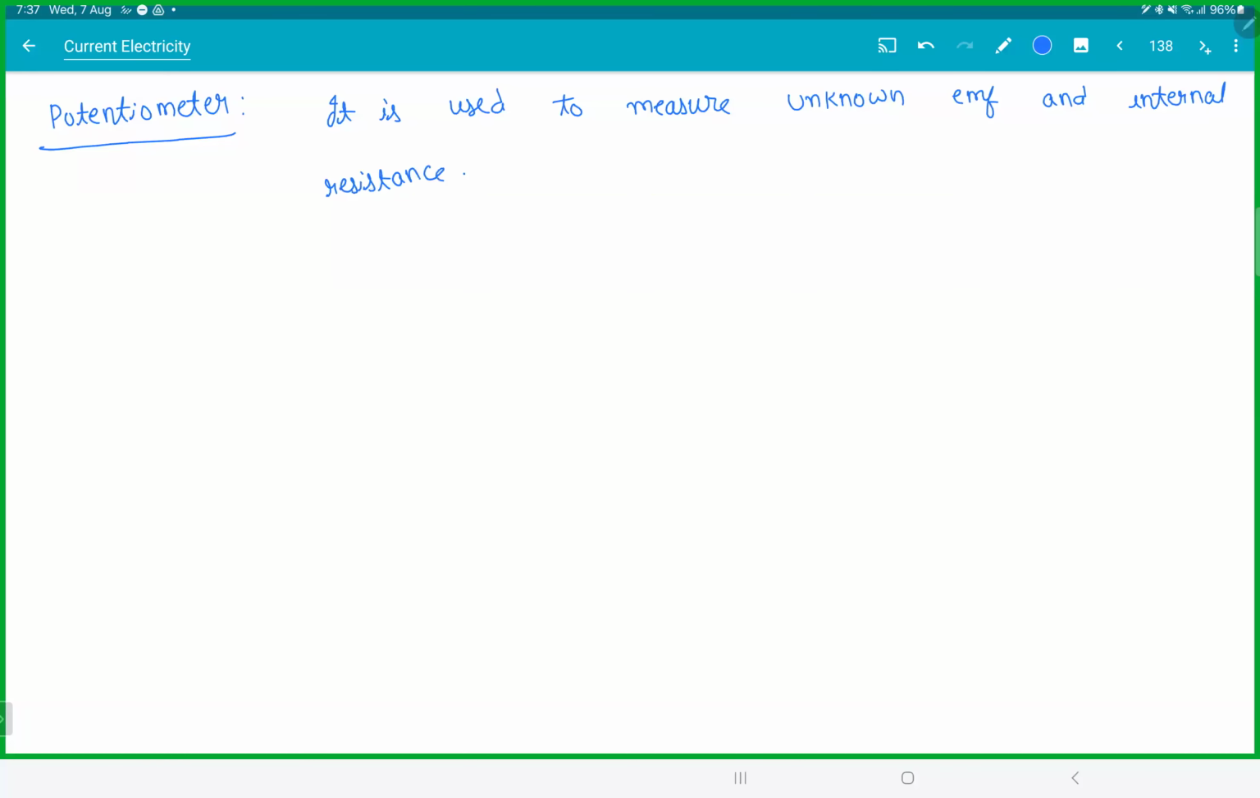So ammeter measures current, voltmeter measures voltage, meter bridge measures resistance. This thing measures EMF of a battery and internal resistance of a battery. So first thing, how does the circuit look like? You should mug up this circuit literally. Every time someone says potentiometer, if you can draw this, it will become a little easy for you to understand what is happening.